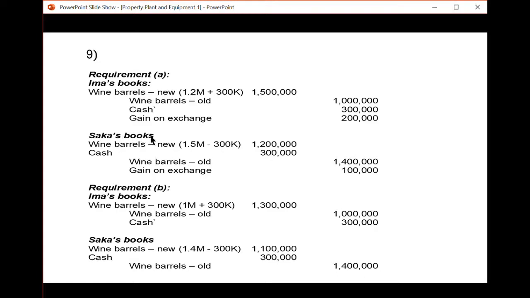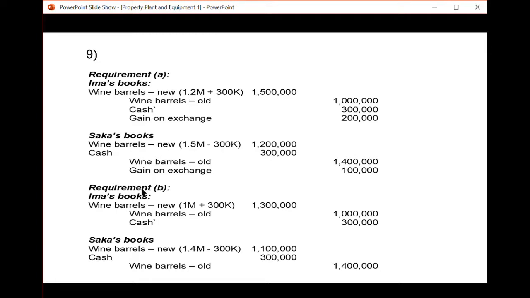On the part of Saka, what is the fair value of the asset given up? It's on page 107, 1,500. And since he received money, minus the 300. So, 1,200,000. And you debit cash 300 for the amount of money received. Close the old wine barrel of 1,400 and the balance is the gain on exchange. That is if there's commercial substance.